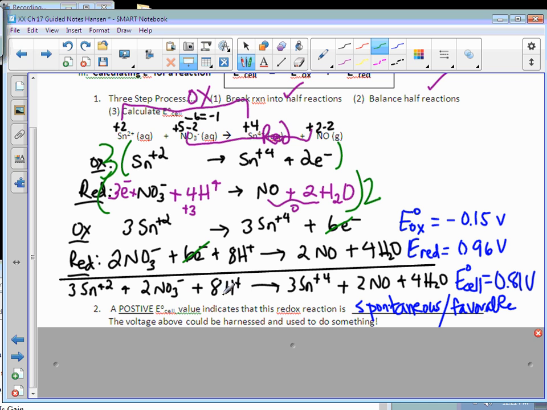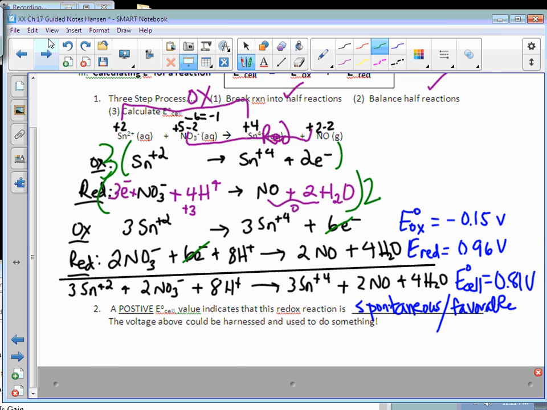All right, take-home message. A positive E cell value, so this is a positive number, indicates that the reaction is spontaneous. That means it's favorable. And if you're thinking about delta G, yes, we are going there soon. Delta G would be negative. This reaction is going to happen. So the voltage above could be harnessed and used to do something, aka how batteries work. You can make a clock run, you can make your iPad run, etc. So positive E cell values are good, favorable.